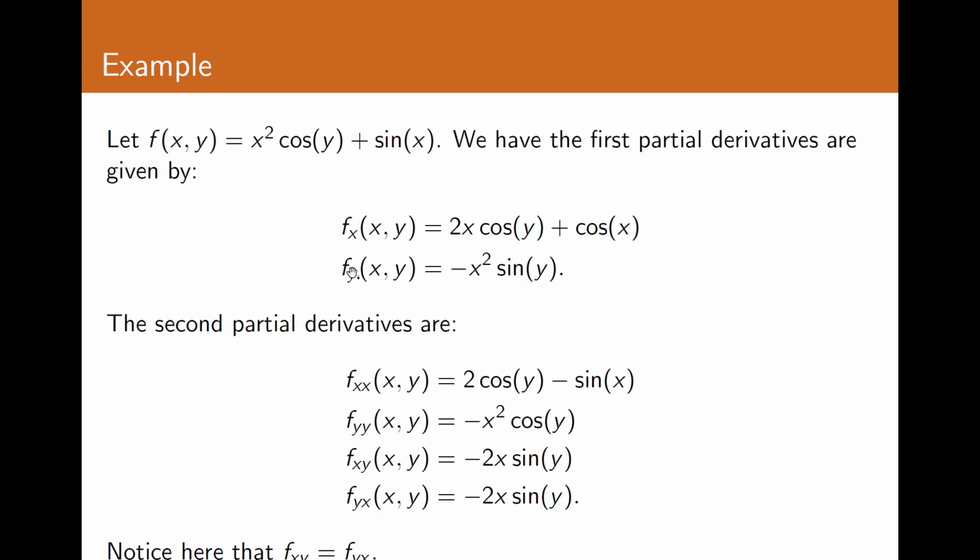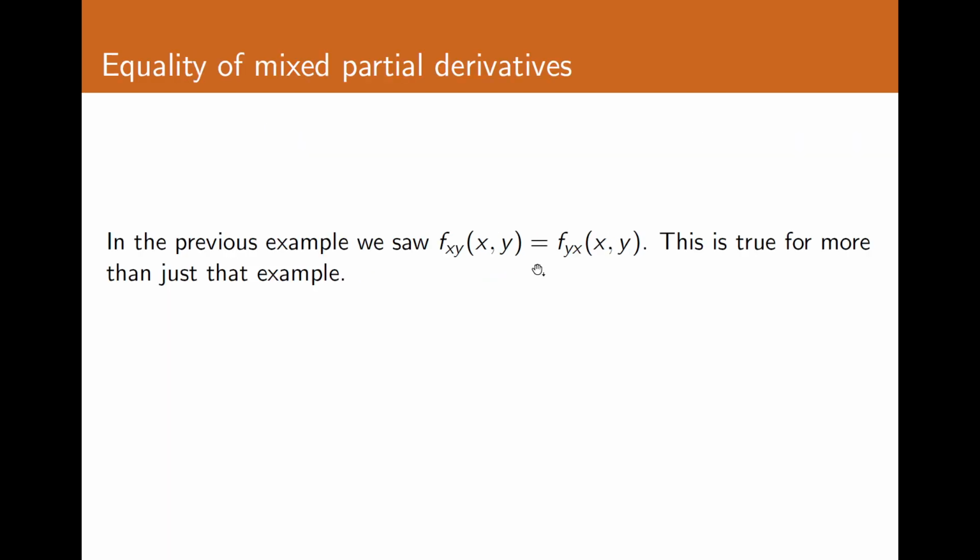And then if I take the derivative of this with respect to x, the sine of y is constant. So I just get a minus 2x sine of y. So what we can notice here is that those mixed partial derivatives, the f sub xy and the f sub yx, are actually equal in this case. And it turns out it's not a coincidence. This happens more generally.